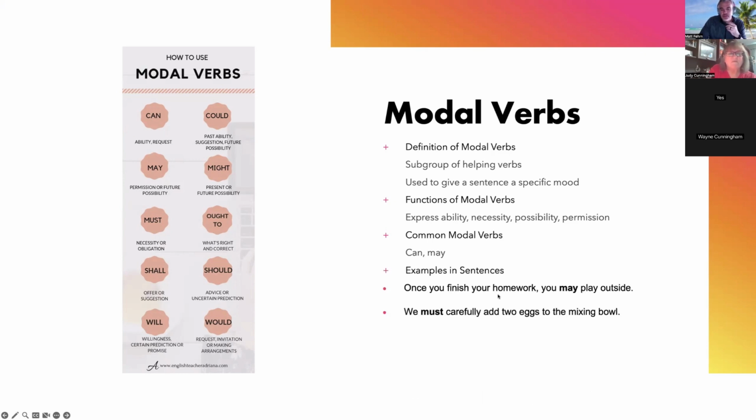So we see, once you finish your homework, you may play outside. Again, it gives a sentence a specific mood. You're allowing them to do that. Permission. We must carefully add 2 eggs to the mixing bowl. So necessity, right? That would stress necessity. Next, I would go to the movies if I wasn't busy working. So that's again possibility.